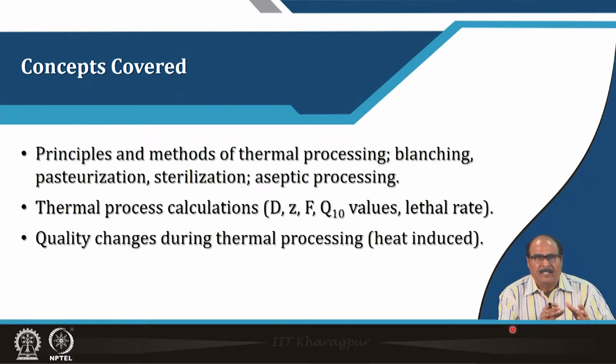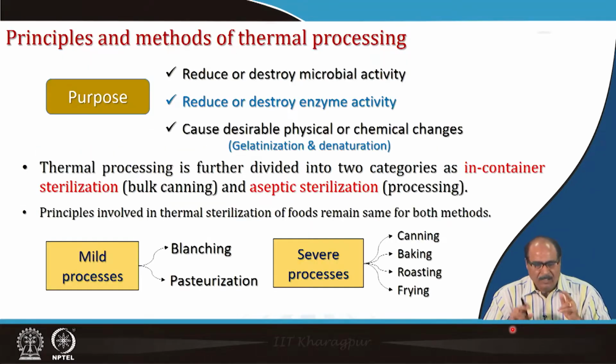Also, we will discuss important aspects of the thermal process calculations like D value, Z value, etc., lethal rate, and the quality changes during thermal processing, which is a very important aspect. The purpose of the addition of heat or thermal processing is obvious: it reduces or destroys the microbial activity, reduces or destroys the undesirable enzyme activity, and it causes desirable physical and chemical changes, that is gelatinization, denaturation, etc. in the product to give the desired characteristics.